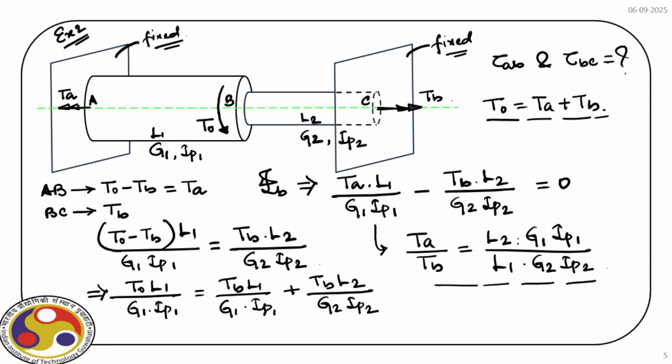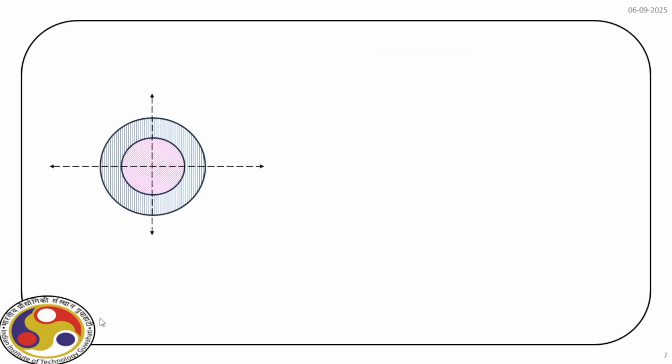Okay. So this is from the compatibility condition at the point B, and we can see that we get the same expression of TA by TB. So that completes the exercise. We have evaluated TA and TB, and from this expression we get phi B. Okay, fine. So now let us take a different example.